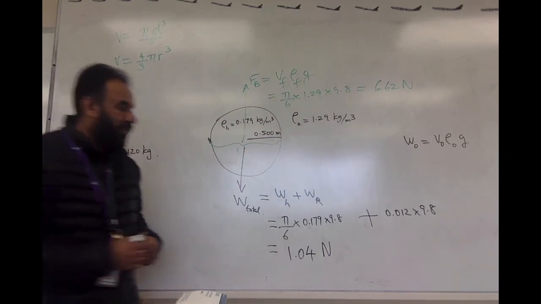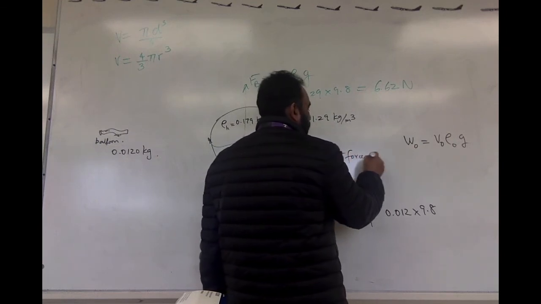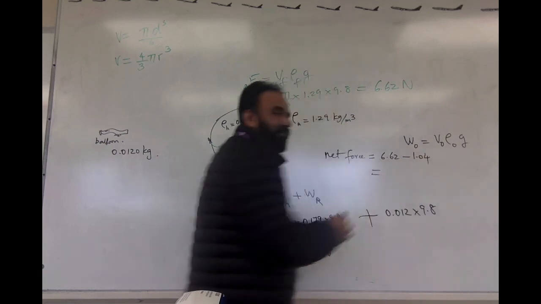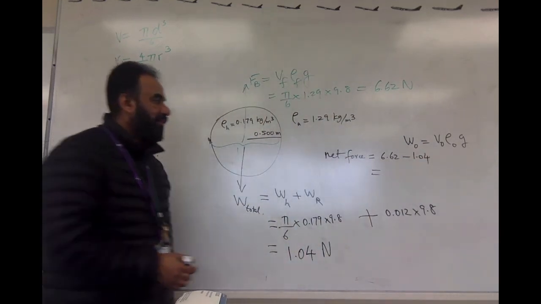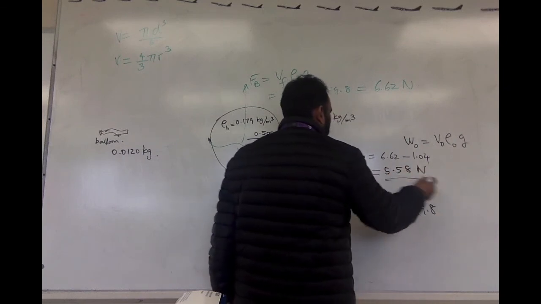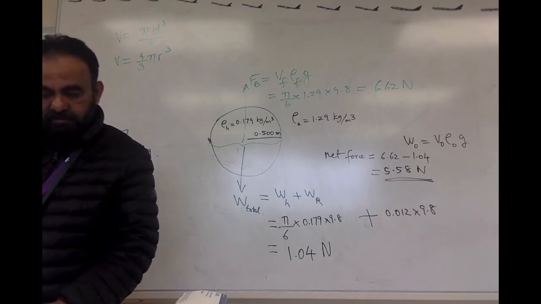So what's the net force? 6.62 minus 1.04. 5.58. Subtract makes sense, yeah. 5.58. So 5.58 newtons is the net force, and that is how we solve it.